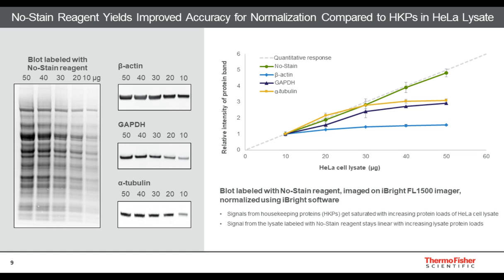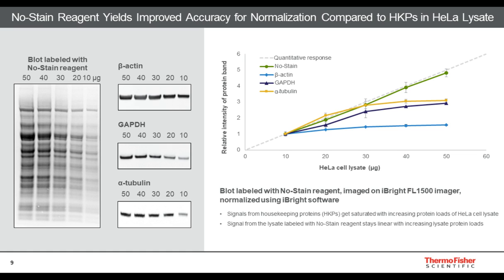So in the next few slides, I'm going to show you some compelling data on why total protein normalization with No-Stain reagent provides very accurate quantitative Western blotting results compared to housekeeping proteins. So this is the same experiment that I went over in slide 4, right? So it is the HeLa cell lysate with increasing protein concentration ranging from 10 to 50 microgram loaded on the Bolt Bis-Tris Wedgewell gel and transferred using iBlot 2 device on a PVDF membrane.